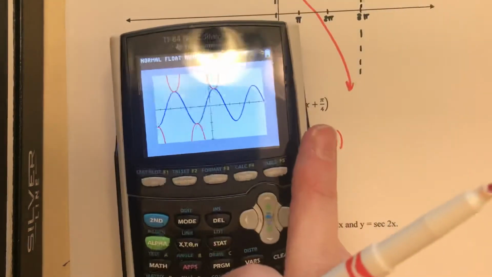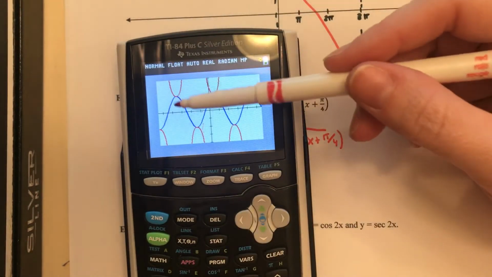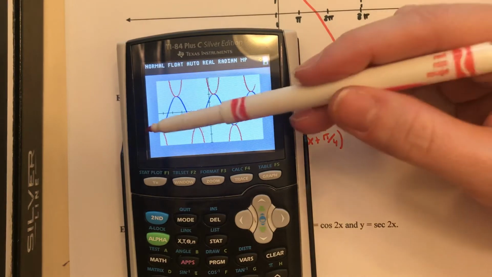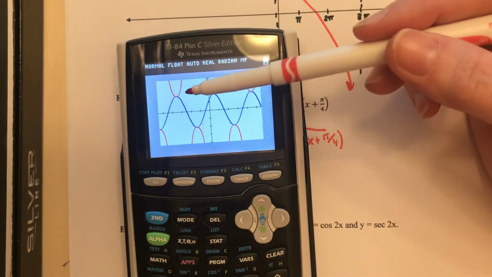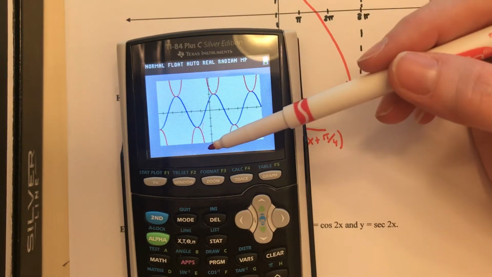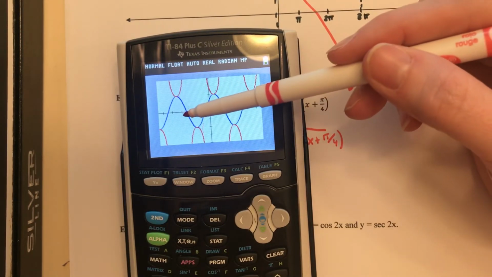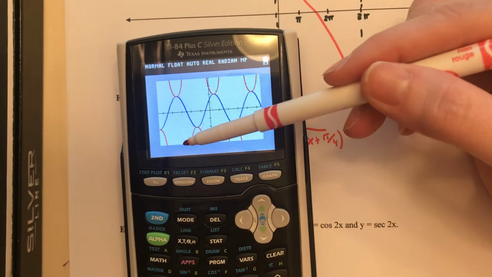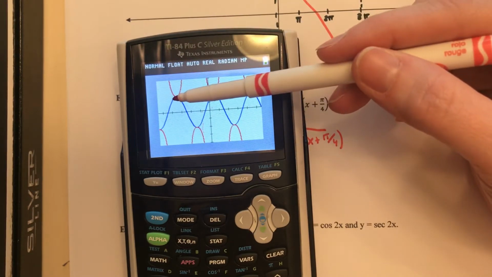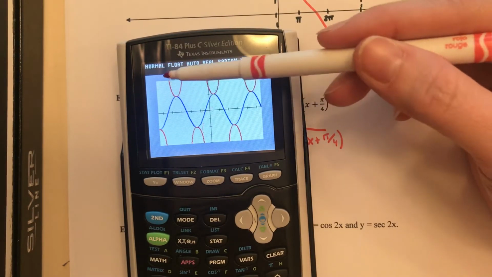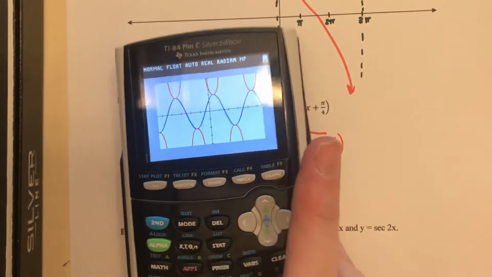So they actually have similarities. But remember when we did part 1, sine is the opposite of the cosecant graph. It's the reciprocal. Anywhere sine crosses 0, cosecant's going to have an asymptote. Anytime sine has a maximum, cosecant's going to have a minimum. So they actually have a lot of things in common.